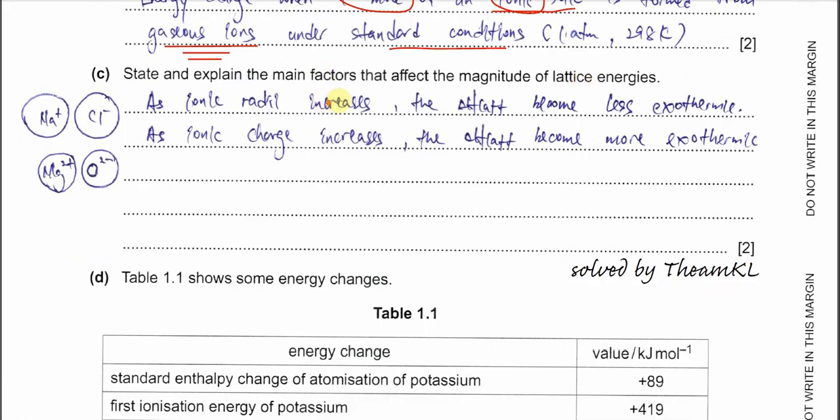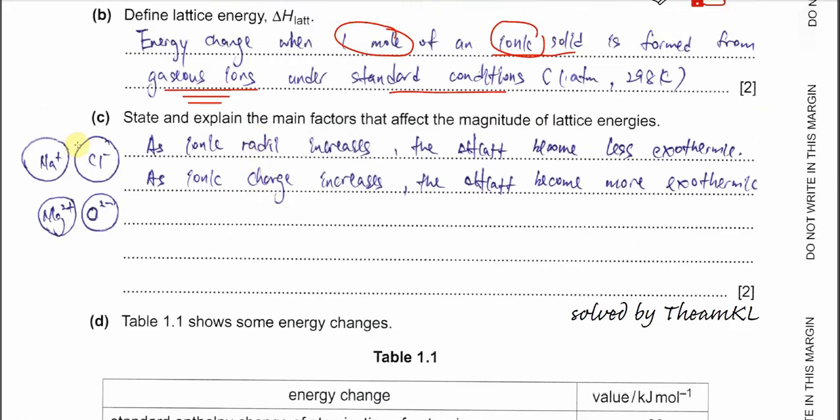Part C. State and explain the main factors that affect the magnitude of lattice energy. As I told you just now, lattice energy is from gaseous ions. Once the gaseous ions form bonding, they release energy. These bondings that form and the energy that is released depend on two factors: how large the ions are and how much charge they have.